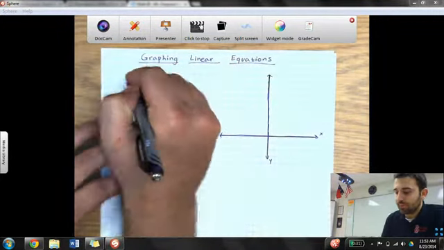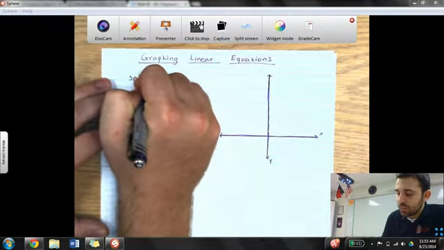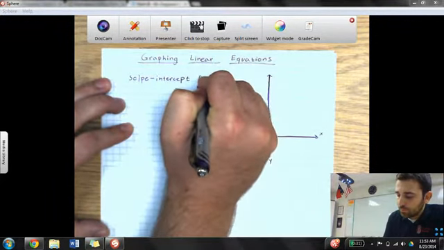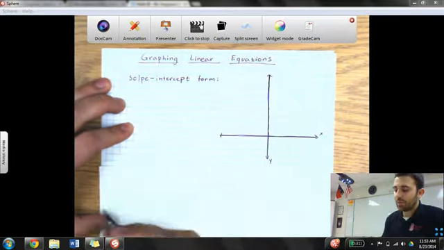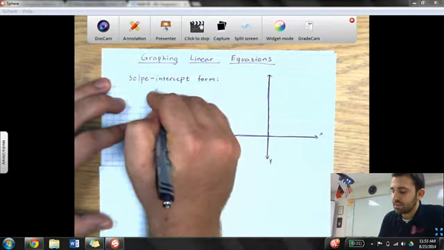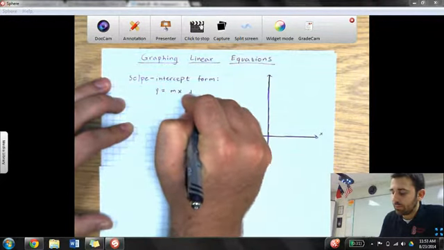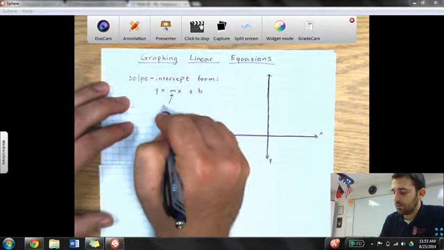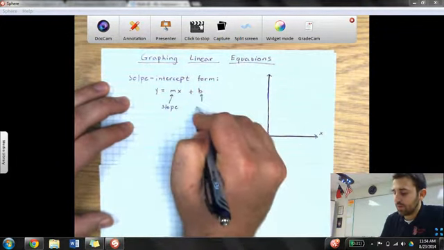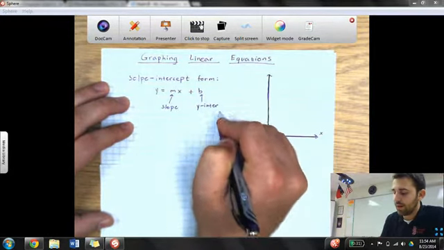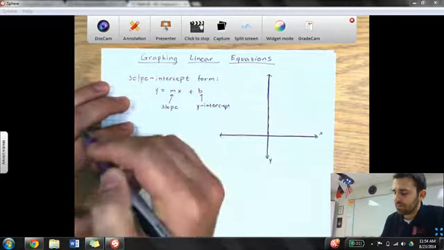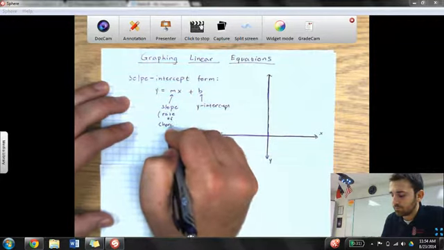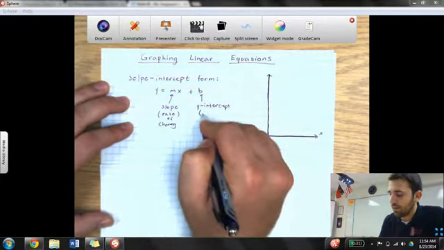The first form of the equation is slope-intercept. And what that slope-intercept form is saying is it's y equals mx plus b. Many of you should be familiar with this. That first m is the variable for slope, and the b is the variable for the y-intercept. Throughout this unit, you're going to hear the slope called rate of change, and the y-intercept called the initial value.